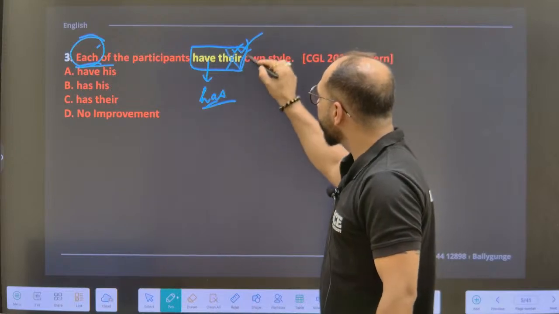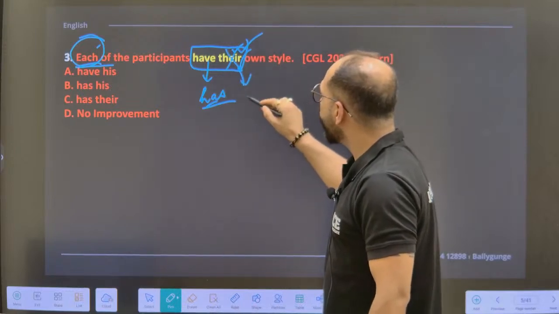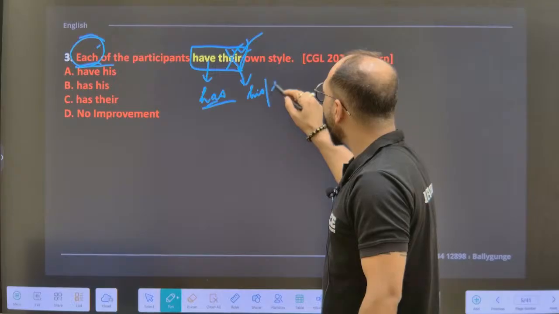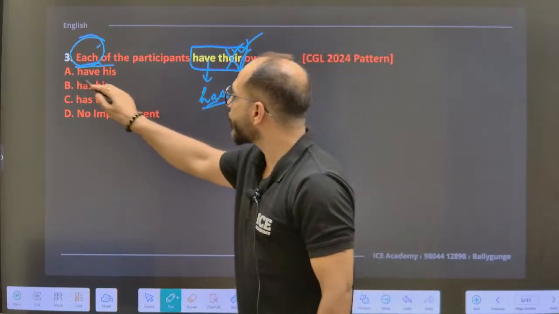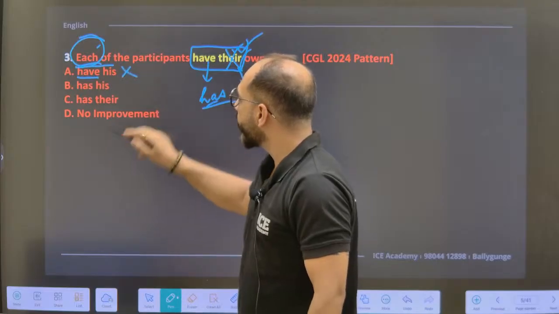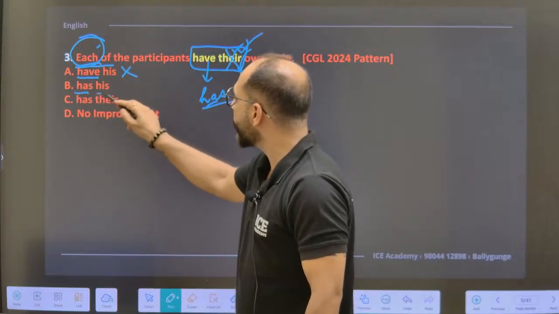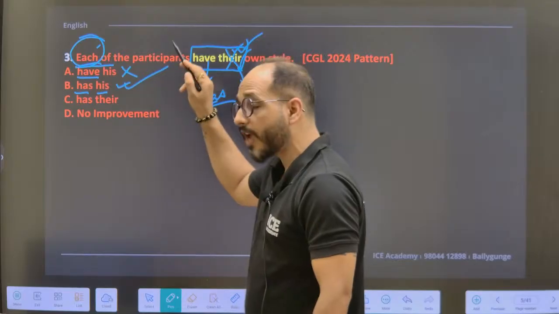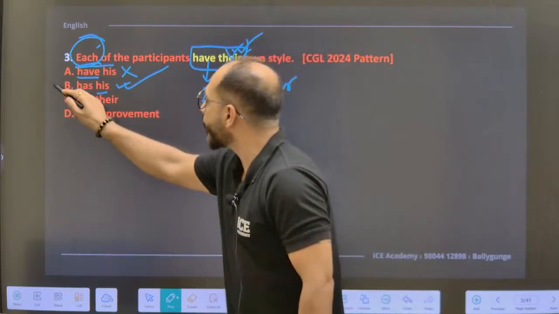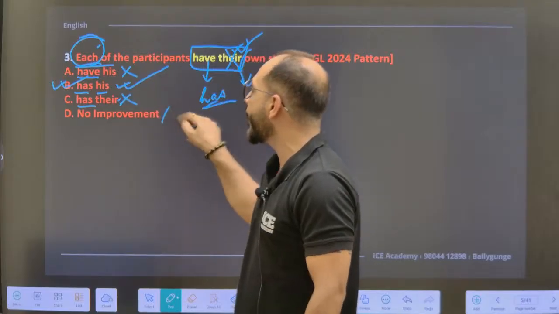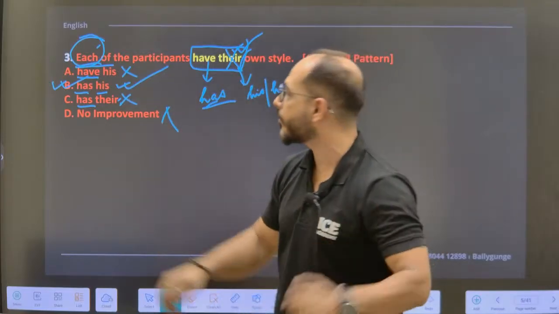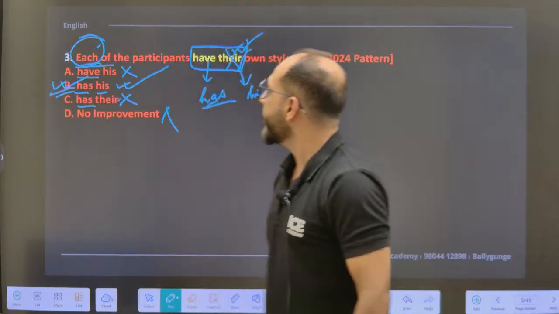Their is also wrong, it should be his or her. Now look at the sentences. In the first option, have is wrong. In the second option, has and his are there, therefore this answer should be taken, option B. In the next sentence, has and their are there, therefore wrong. There is no improvement at all, because we need to improve the sentence. So option B is your correct answer.